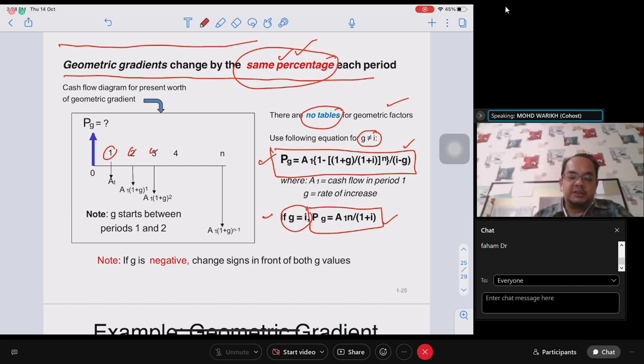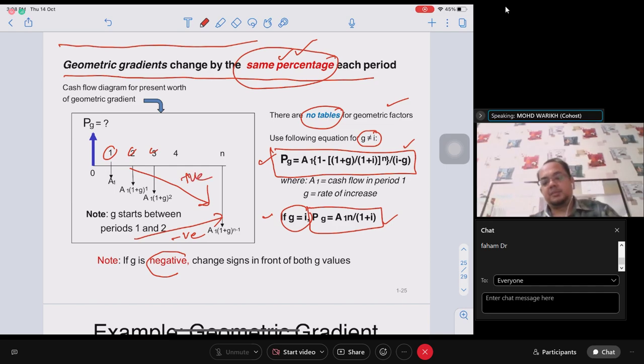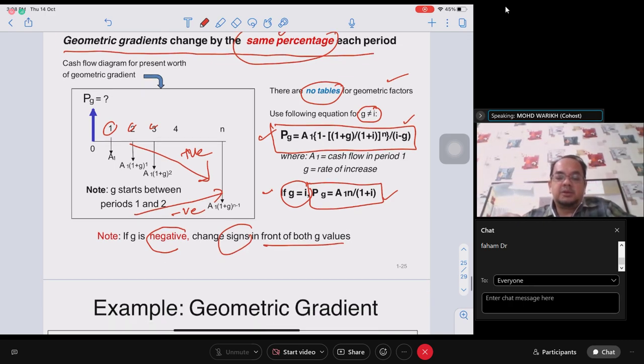So if g is negative, that means, if positive, it is this one. If it is reversed, it is negative. This one is positive. Okay, just change the signs in front of both values. Right, so this example.